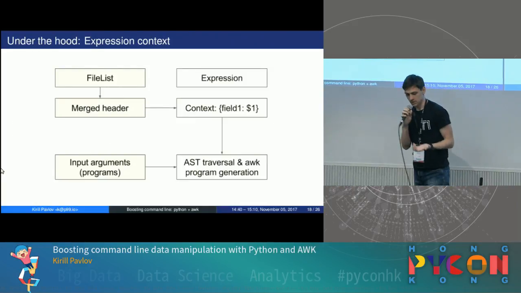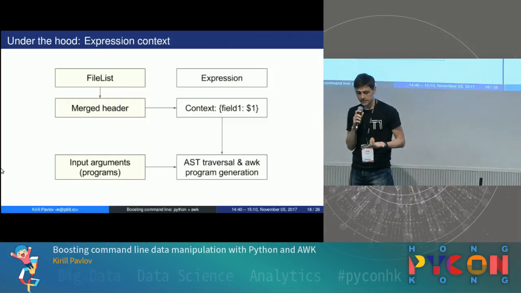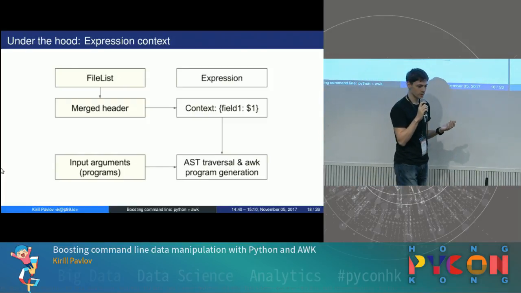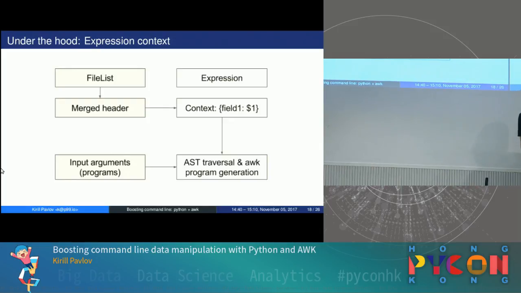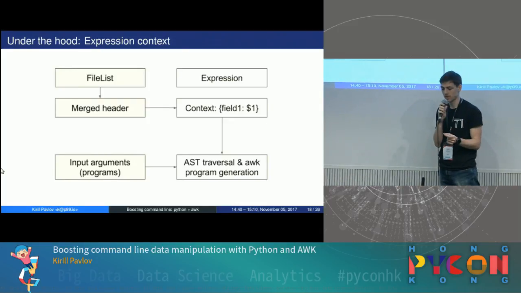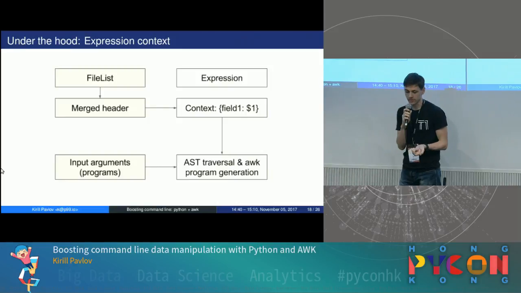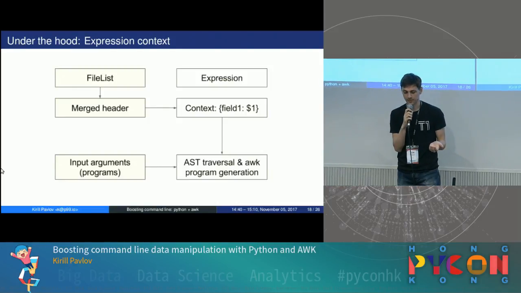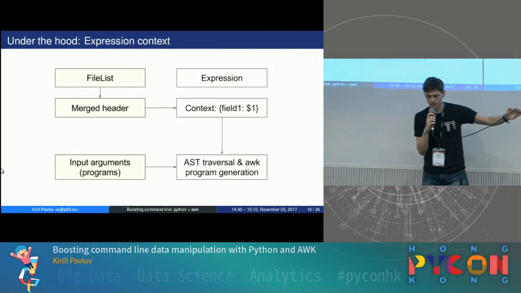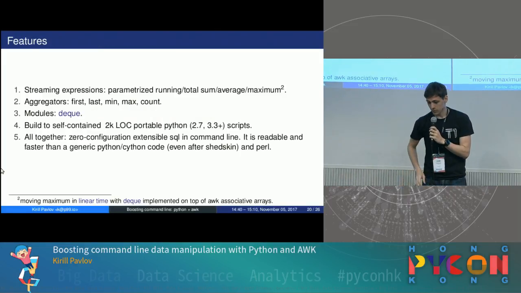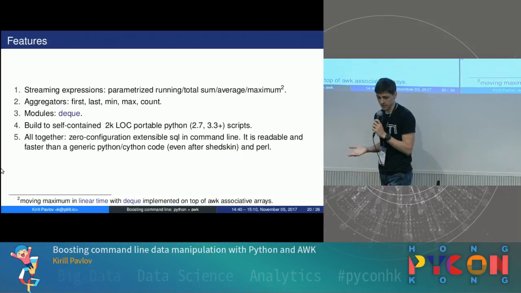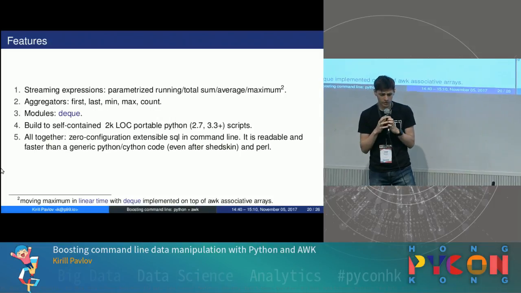Essentially what's going on there is that based on the file list and based on that header, we create a context of every single expression. What is context? We basically map field into field number. And then based on Python arguments, we create the program, right, based on input parameters. What do we have at the end? So we have streaming expression, which is actually not that trivial to implement.